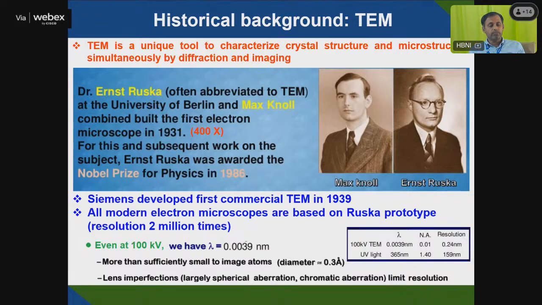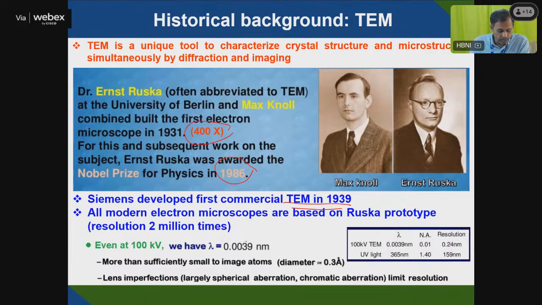So the first TEM was developed by Ernst Ruska and Knoll around 1931, with a magnification of only about 400x. Subsequently, Ruska received the Nobel Prize for the discovery in 1986. Knoll and Ruska were awarded, and the first commercial TEM was developed by Siemens in 1939.